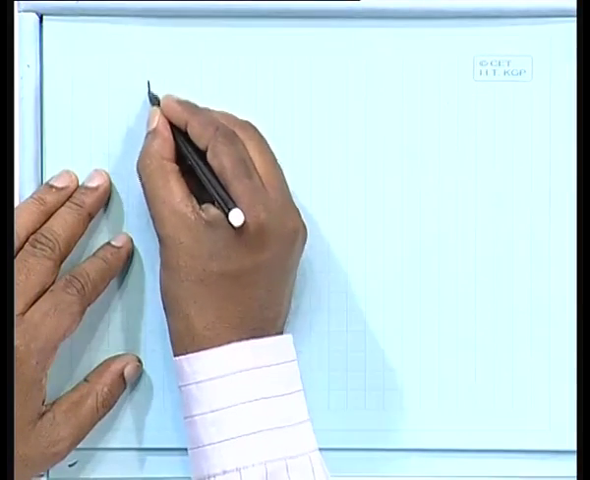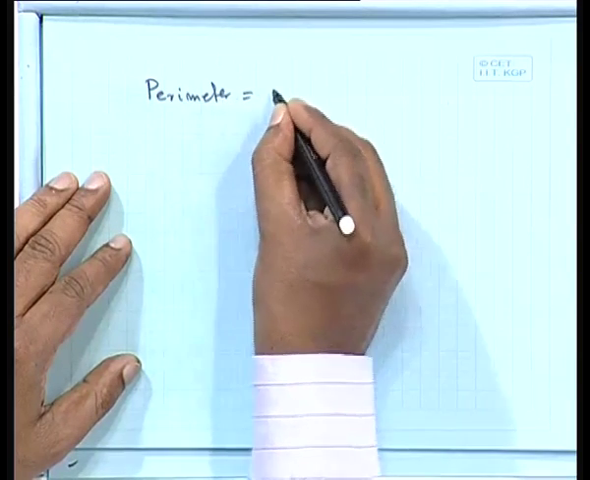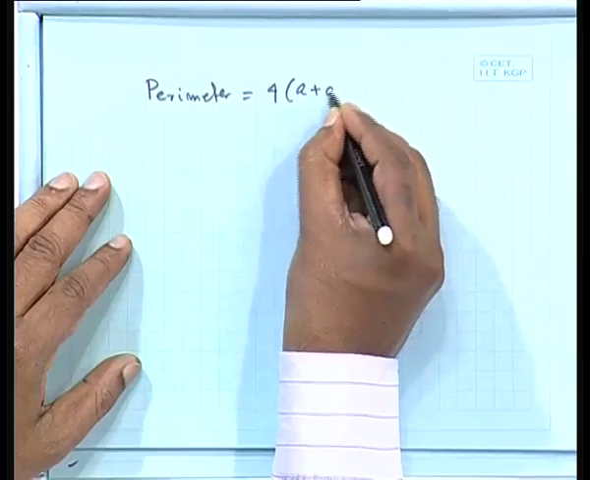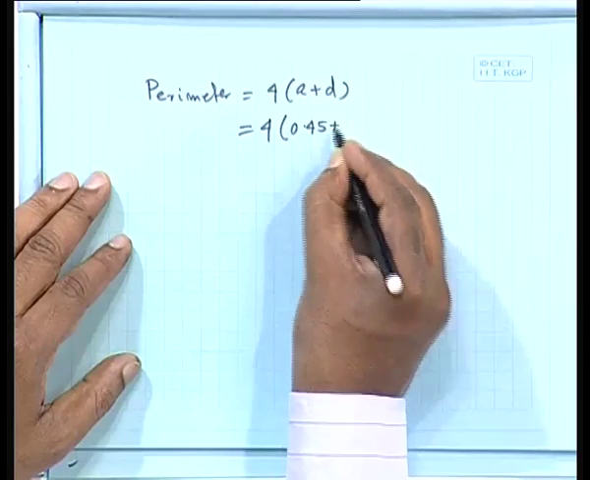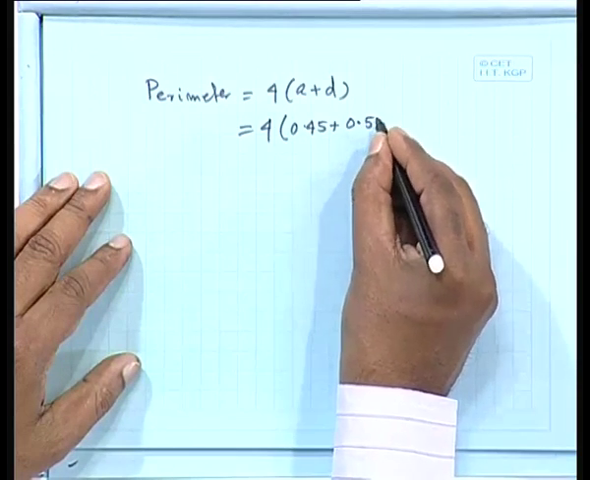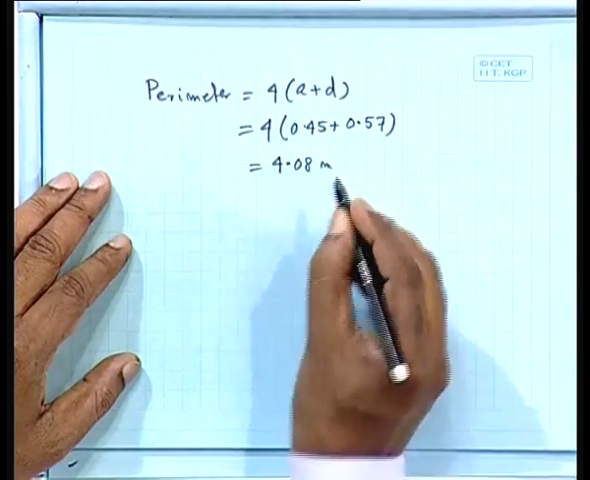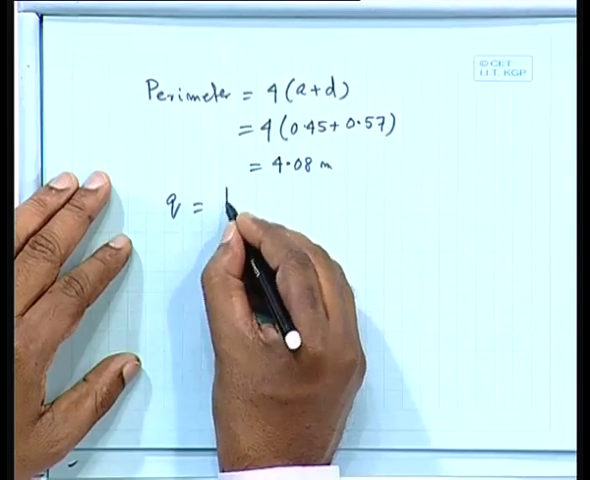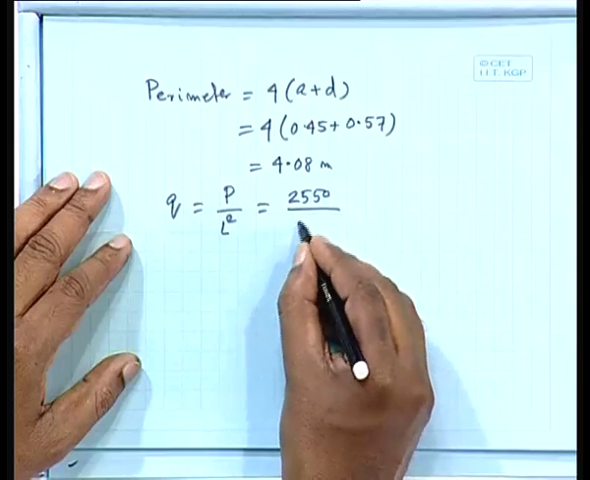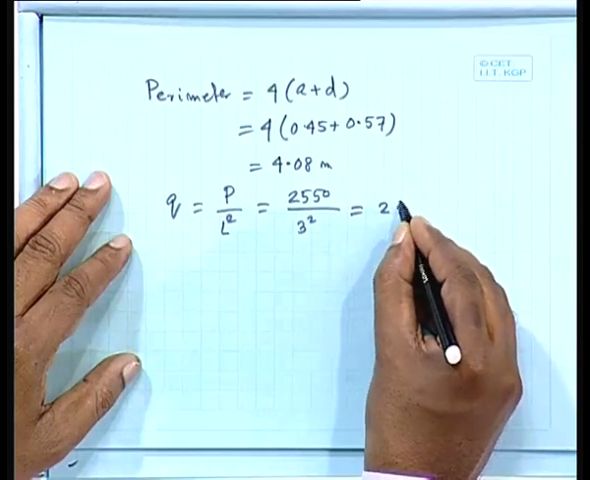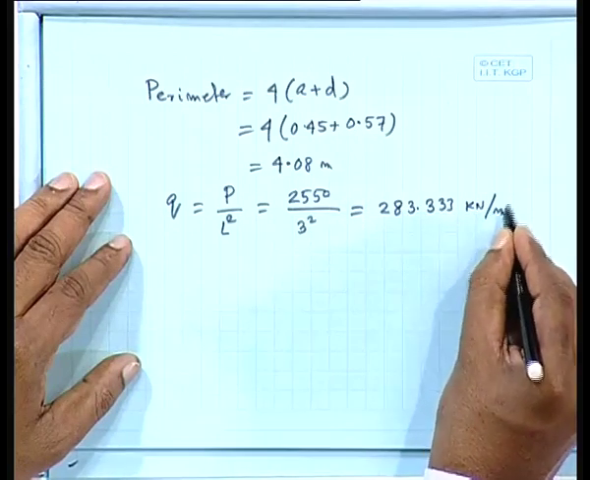So, perimeter equal to four times (0.45 plus d), with d equal to 0.57, we have got it, which comes as 4.08 meter. q equal to P by L square equal to 2550 divided by 3 square equal to 283.333 kilonewton per square meter.